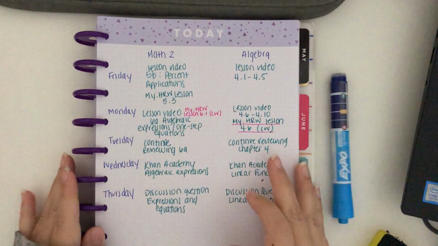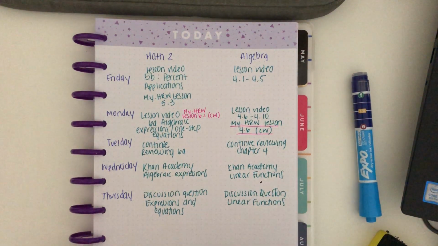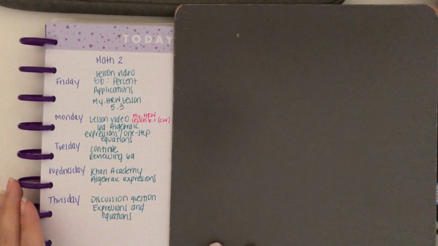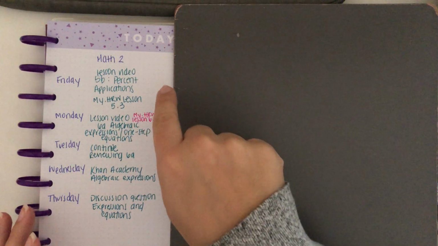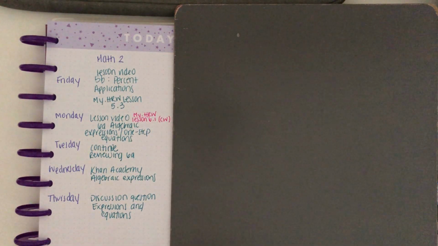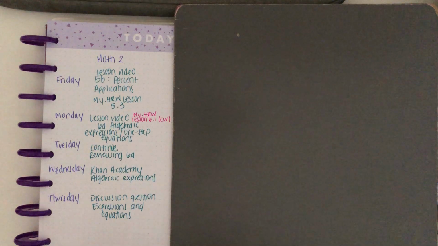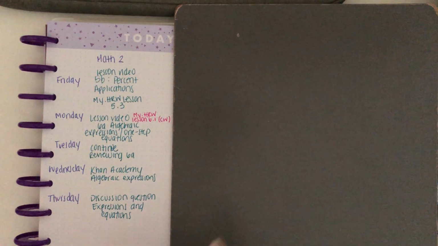So I'm just going to go ahead and give you a brief rundown of what's going on this week. For my Math 2 students, today we are going over 5B, which deals with your percent application. That is markup, markdowns, your sales tax, tip amount if you're dining somewhere, all that good stuff.